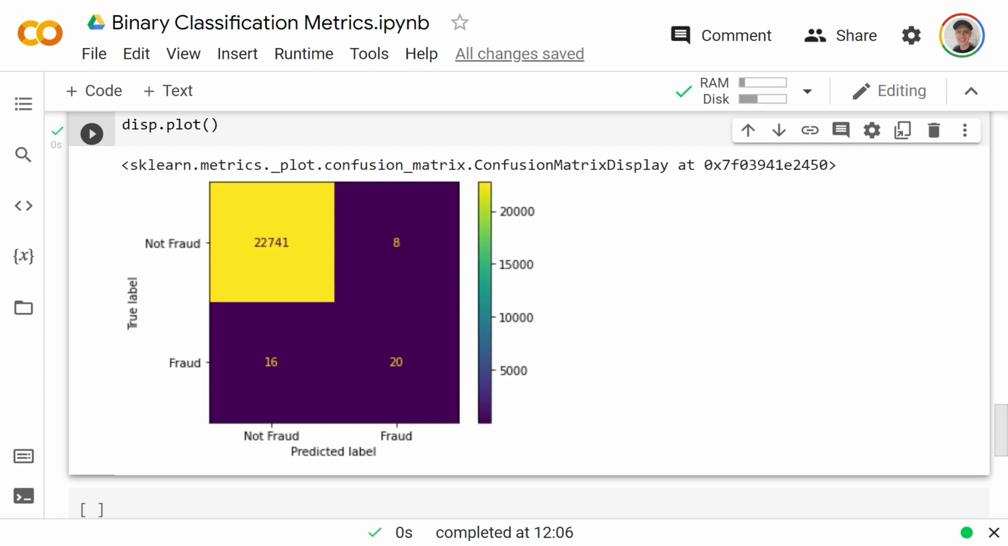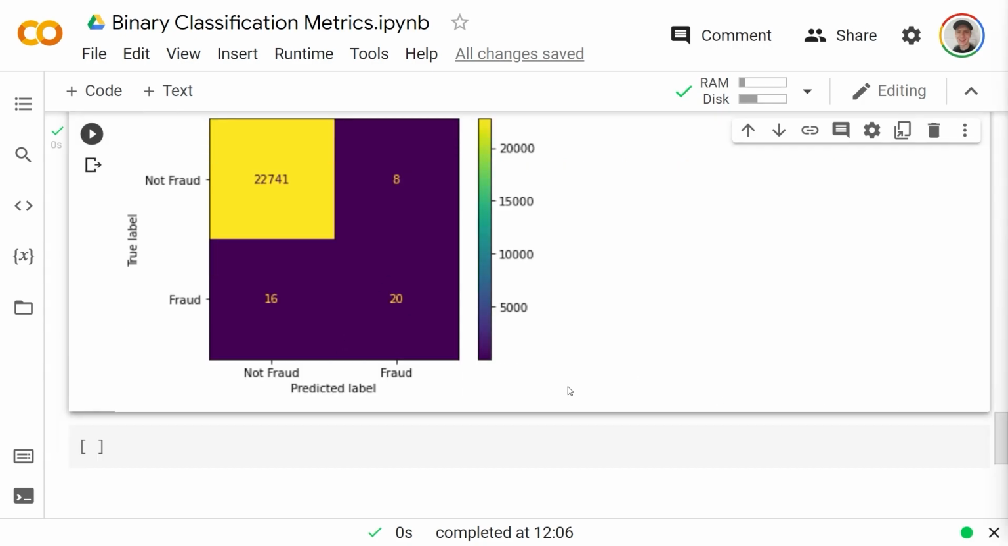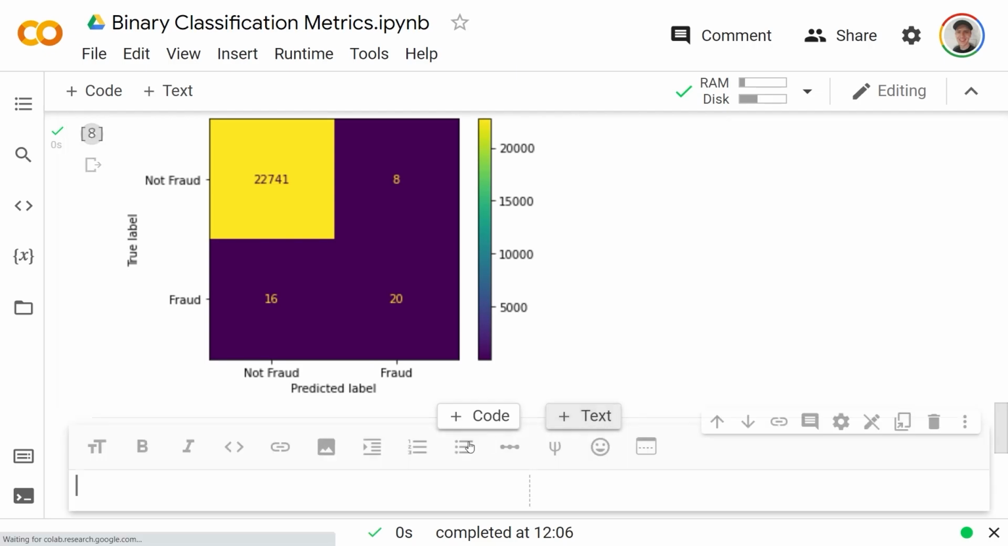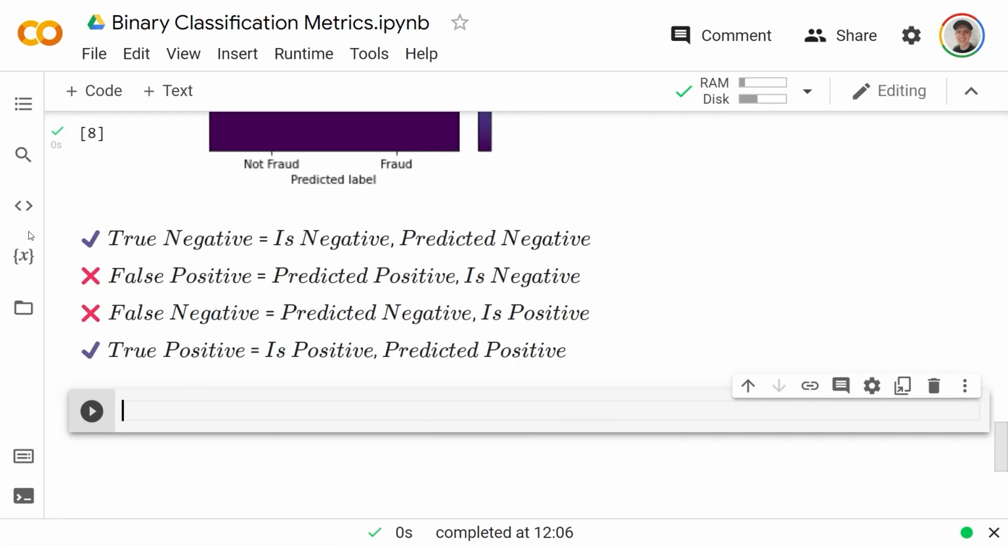So just one more time because it's so important. 22,741 true negatives, 20 true positives, 16 false negatives, and 8 false positives. To really drill this in our heads, I'm going to add a text label here which shows all of them, where the check marks are where we were correct and the X's were where we were wrong. One more time, true negative means it was negative and we predicted negative. False positive means we predicted positive, but it was actually negative. False negative means we predicted negative, but it was actually positive.